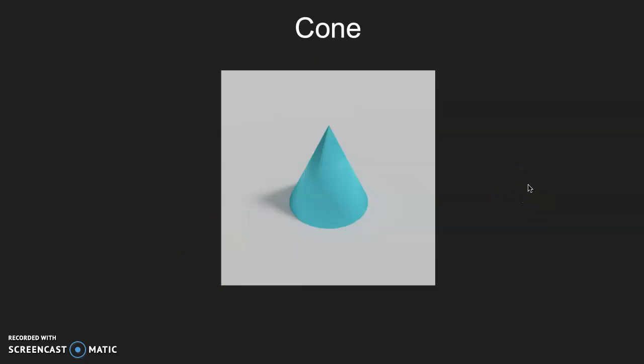Next, we have a cone. A cone is three-dimensional. We can see by the shadow here, and that means it is solid and we could pick it up.